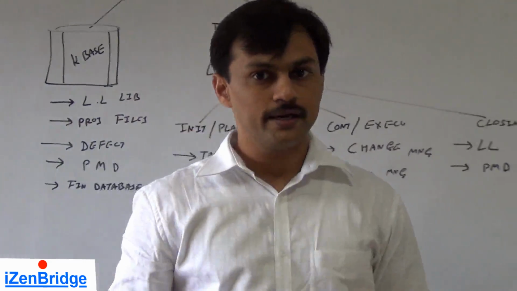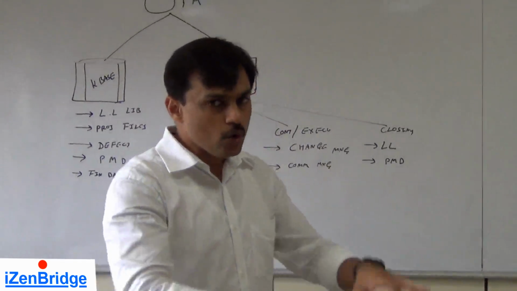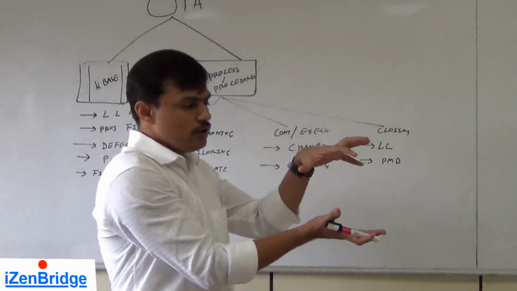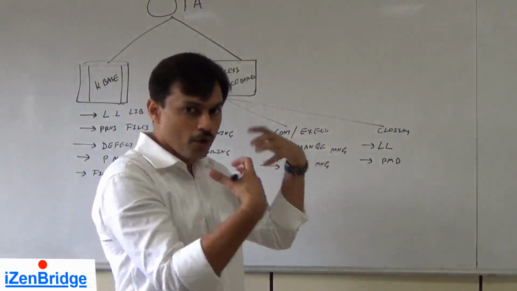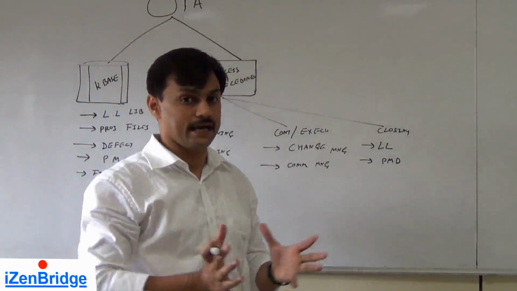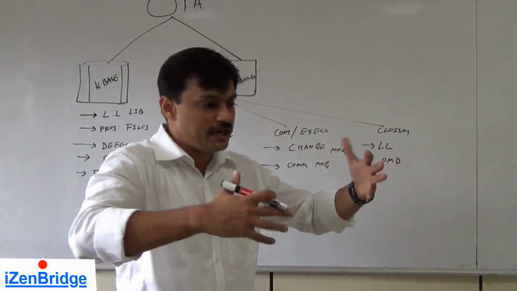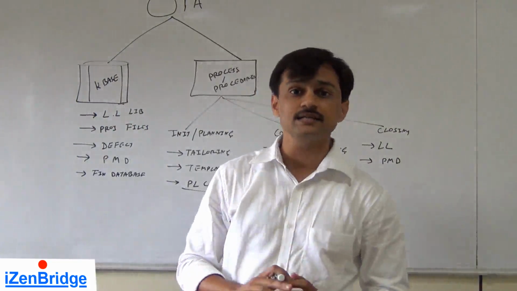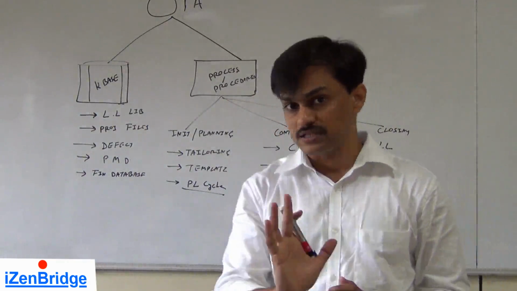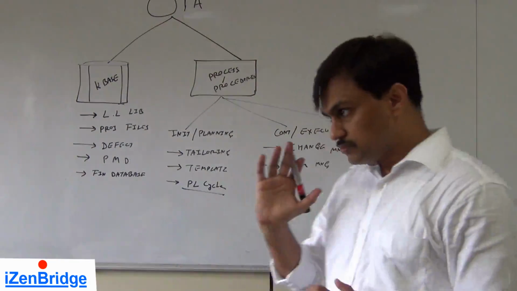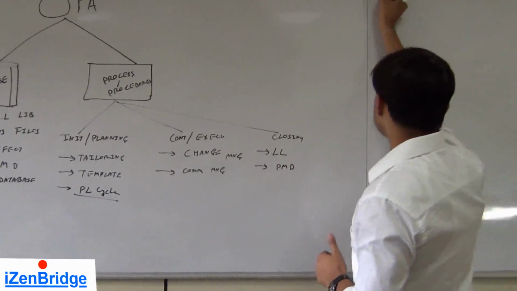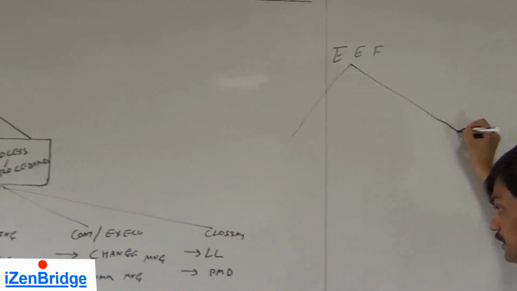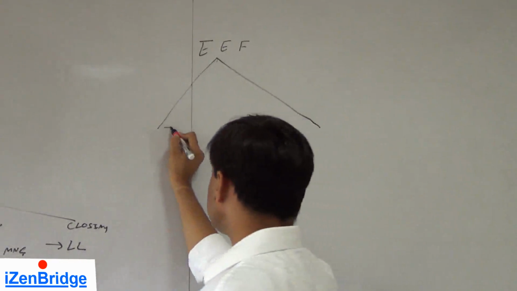Now, let's look at enterprise environmental factors. Organization process assets are a bunch of information and processes which the organization has designed through years of experience, and they help us in executing our project. Enterprise environmental factors, on the other hand, are the factors which influence our project. These can be categorized under two broad categories. One is internal factors, internal to the organization.